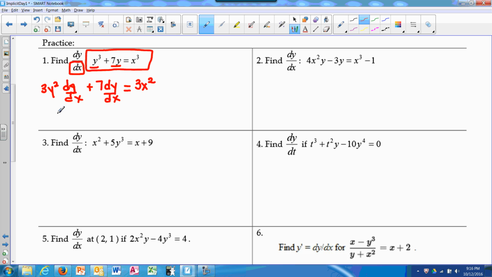I'm then going to factor out the dy/dx on the left-hand side since my terms are already collected. I don't have to move anything before factoring in this particular problem. Now, since this is multiplication, the opposite would be to divide over. So my dy/dx equals 3x squared divided by the quantity 3y squared plus 7.